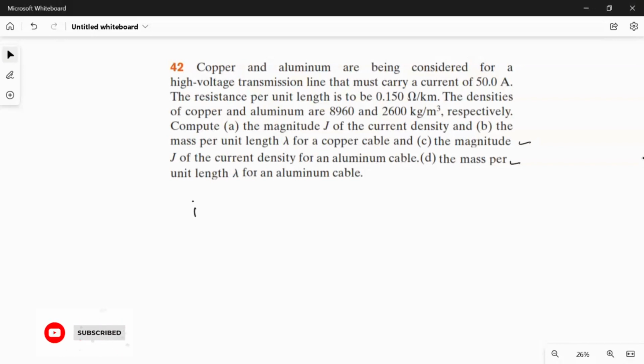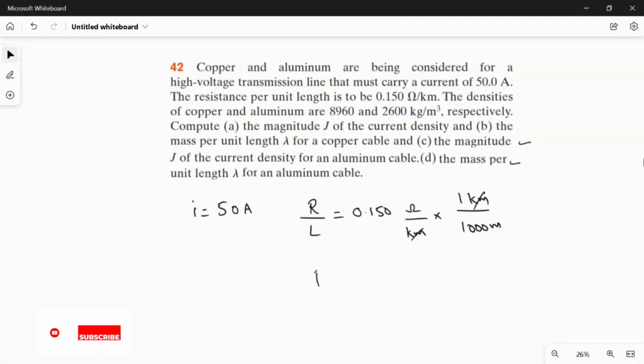The current in the cable, I, is equal to 50 ampere, and the resistance per unit length is equal to 0.150 ohm per kilometer. So we have to convert the kilometer to meter. 1 kilometer is equal to 1000 meter, so we can cancel kilometer with kilometer. So we get the resistance per unit length equal to 1.5 multiplied by 10 power minus 4 ohm per meter.